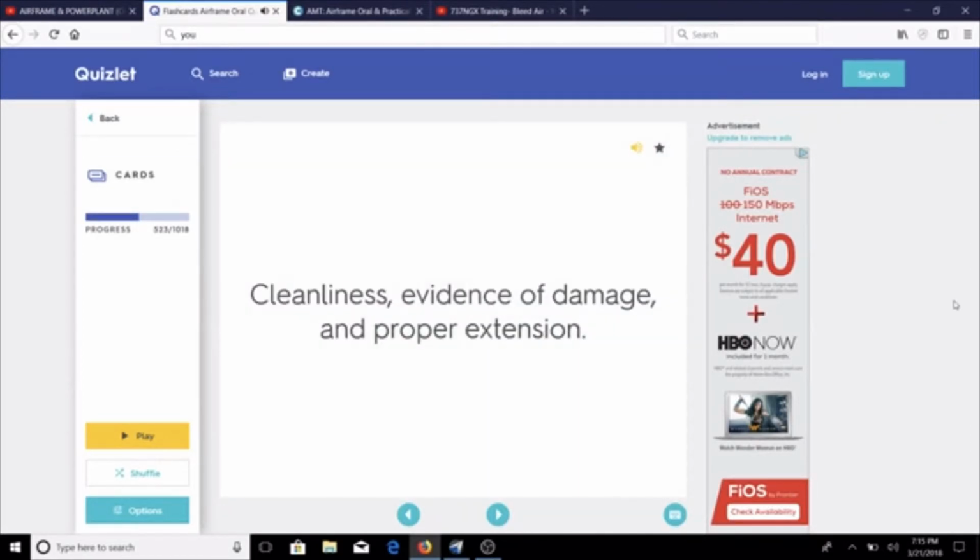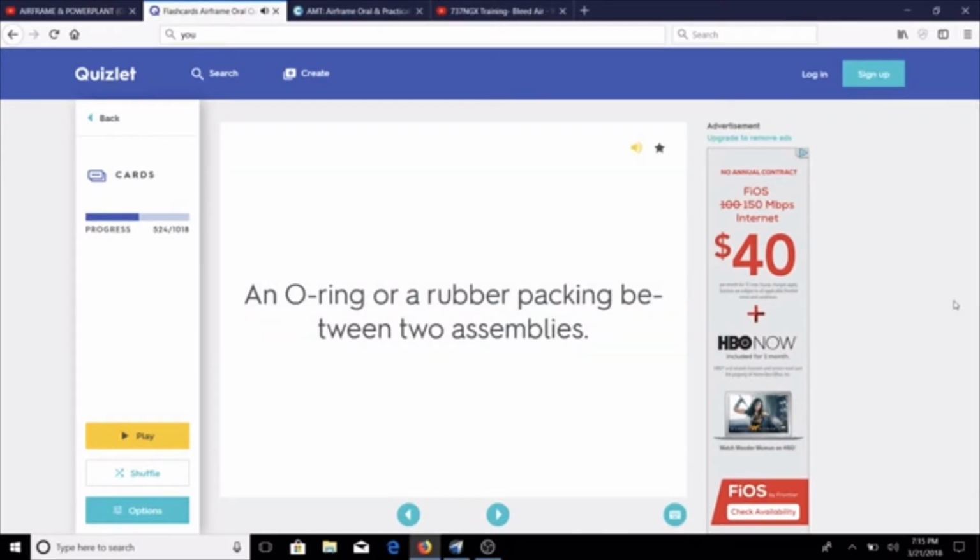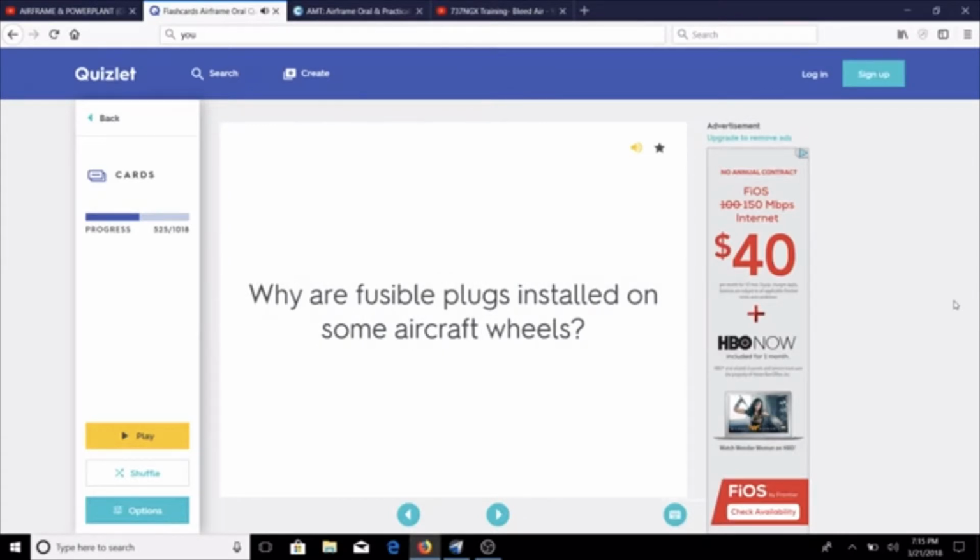Cleanliness, evidence of damage, and proper extension. What prevents air from leaking out between the two halves of split wheel assembly? An O-ring or a rubber packing between two assemblies. Why are fusible plugs installed on some aircraft wheels?